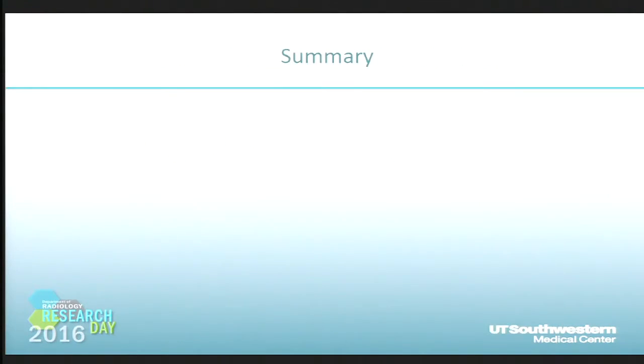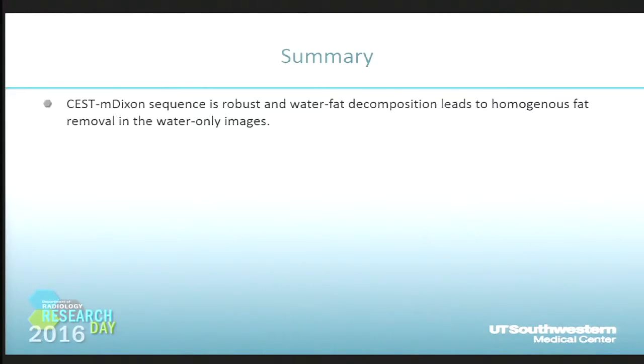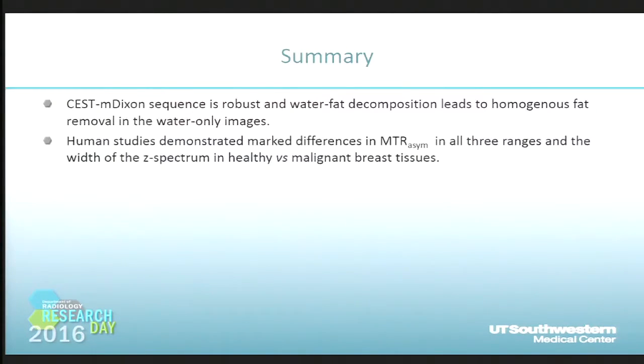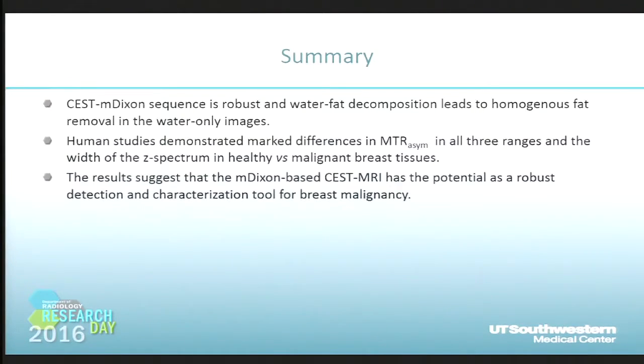They are less affected, but the one that comes from the with Dixon spectrum tends to be a little bit wider. Overall, the CEST mDixon sequence is robust, and water-fat decomposition leads to homogeneous fat removal in the water-only images. Human studies demonstrated marked differences in MTR asymmetry in all three ranges, and in the width of the Z-spectrum, in healthy versus malignant breast tissues. The results suggest that mDixon-based CEST MRI has the potential as a robust detection and characterization tool for breast malignancy.